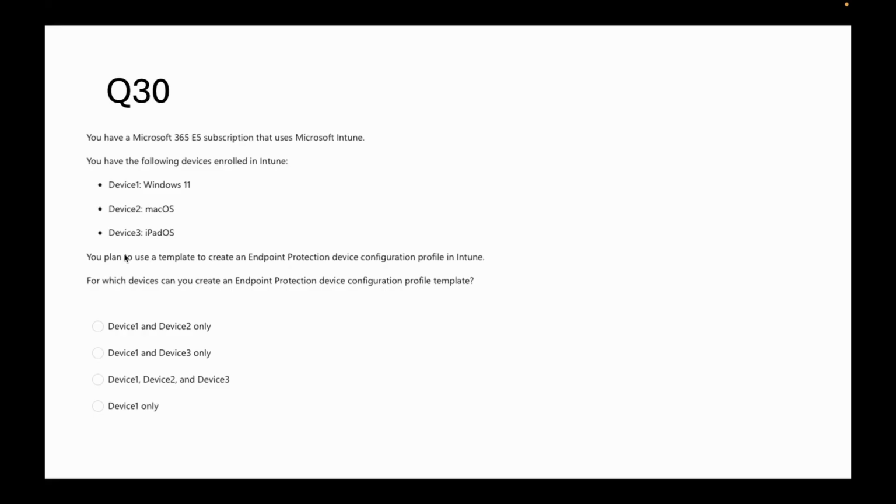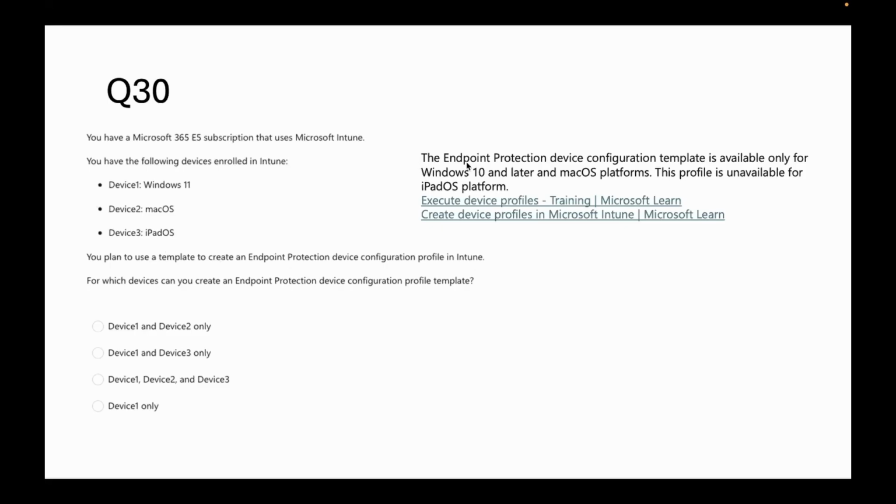Okay. For iPad, for Mac OS, or for Windows 11 OS. So, as per the Microsoft document, it says the endpoint protection device configuration template is available only for Windows 10 and later, and Mac OS platform. So, your Android or iPad OS will not be supported with this endpoint protection configuration template. So, what should be the right answer? Device 1 and device 2 only. So, first is going to be the right answer.